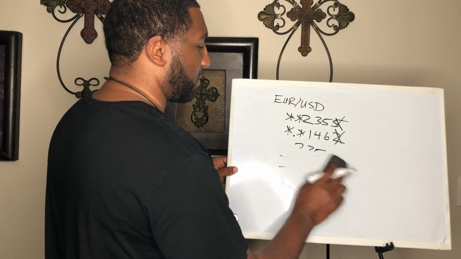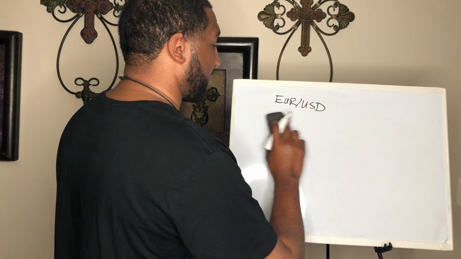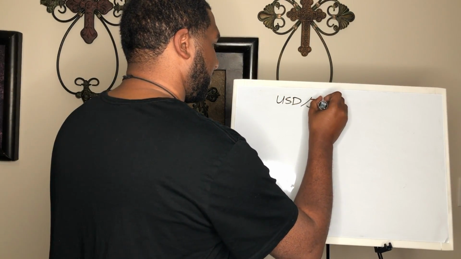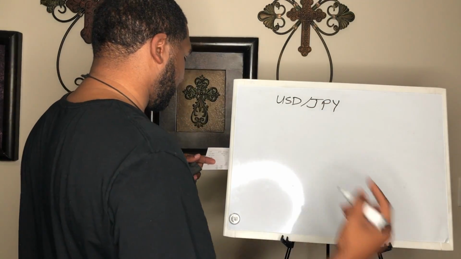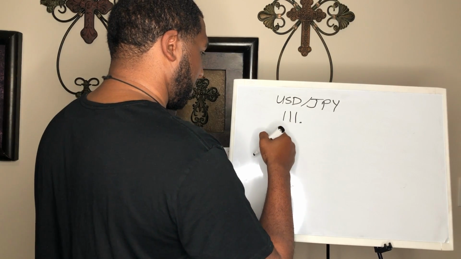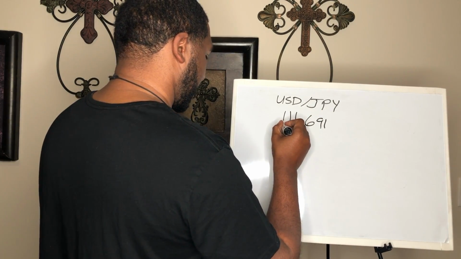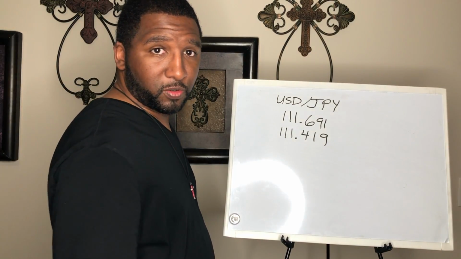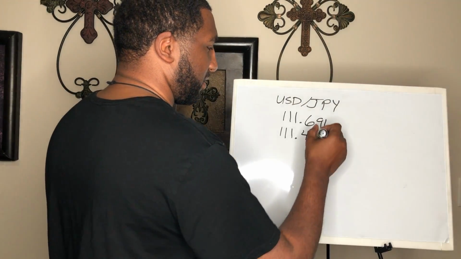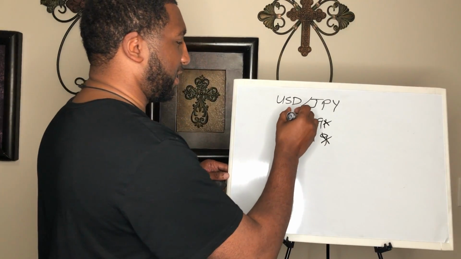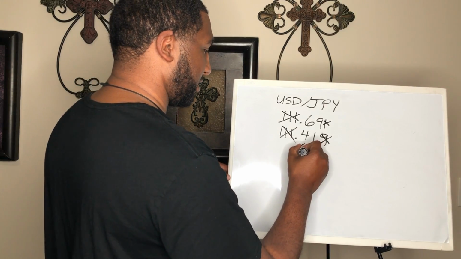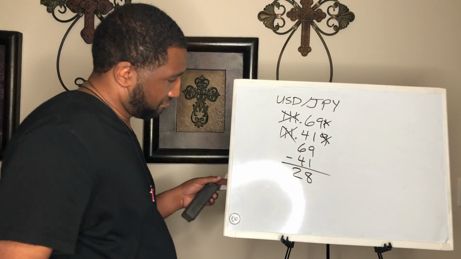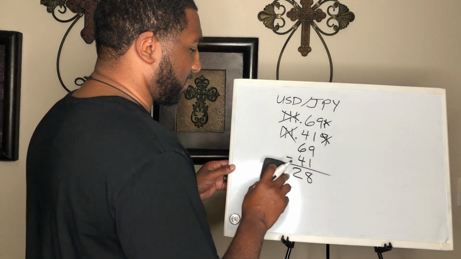So let's do an example with a pair that has JPY, the Japanese yen, in it. Let's say USD JPY. JPY pairs only have 3 numbers after the decimal. So let's say 111.691 and 111.419. Same rules apply. Last number doesn't matter. Eliminate all the numbers that are the same. What are you left with? 69 take away 41. 69 minus 41, what's that going to be? 28 pips. It's that simple. That's how you count pips.